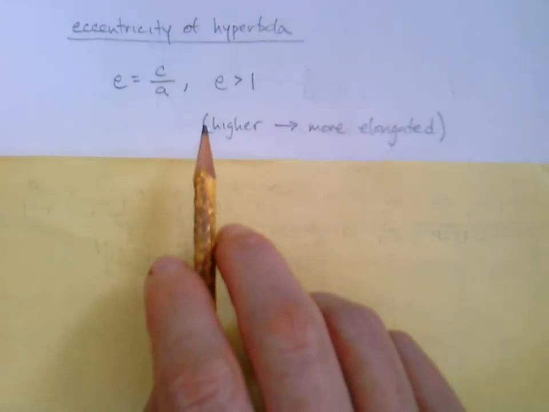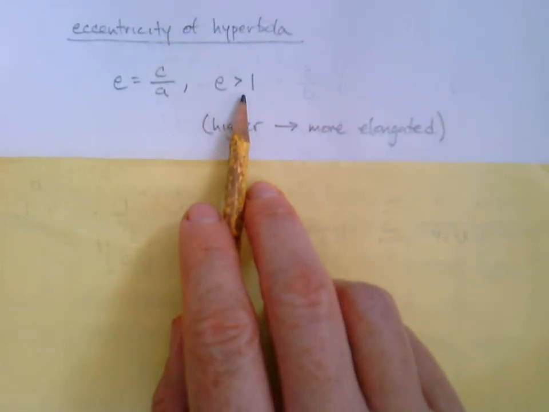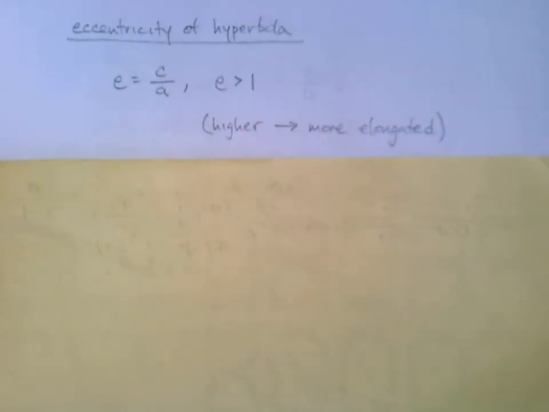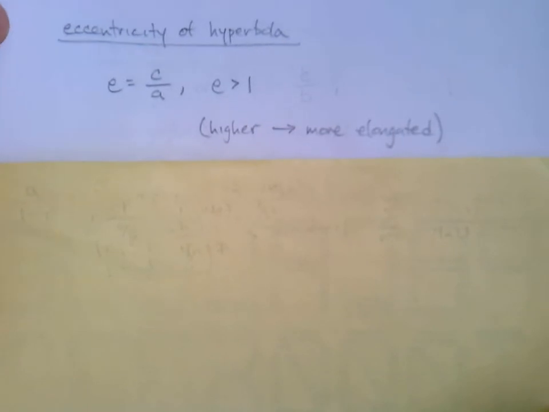Now, e is going to be something bigger than 1. And the higher it gets, the more elongated, or maybe the narrower, those two sides of the hyperbola are.